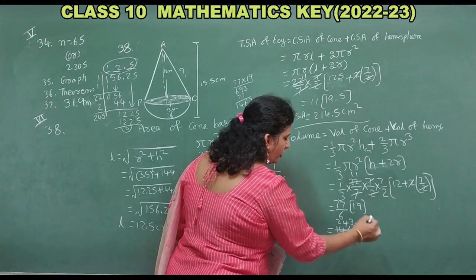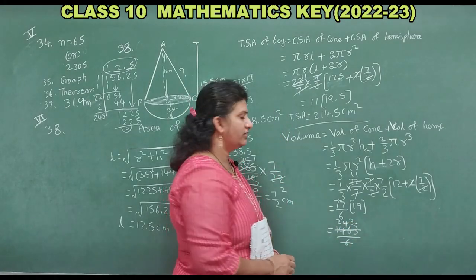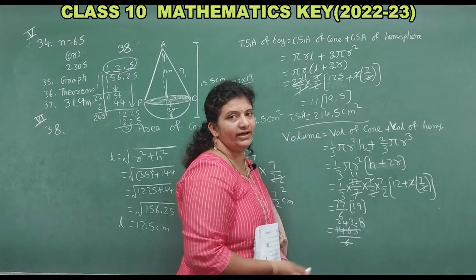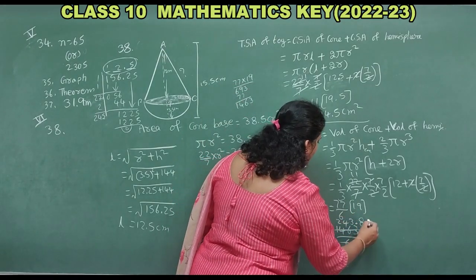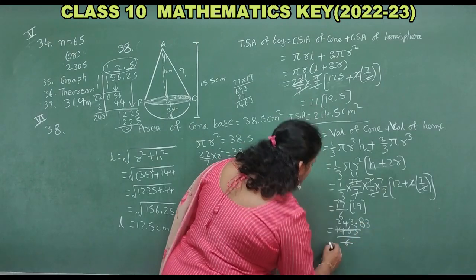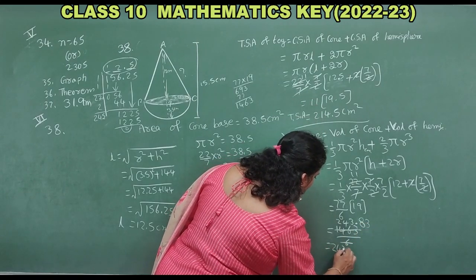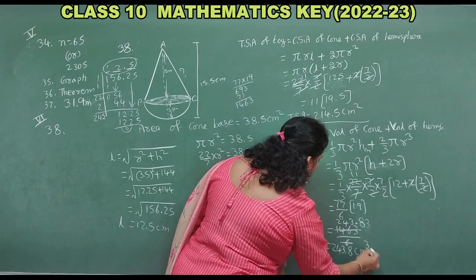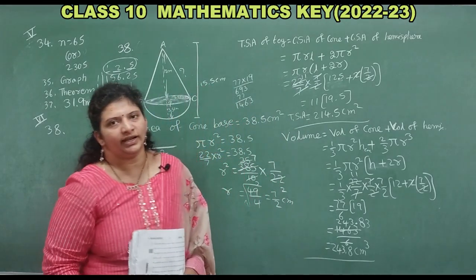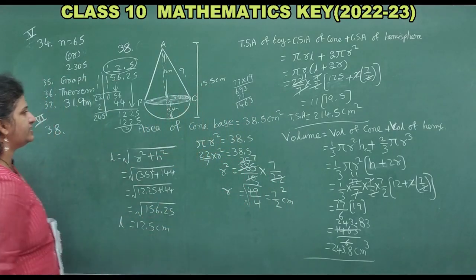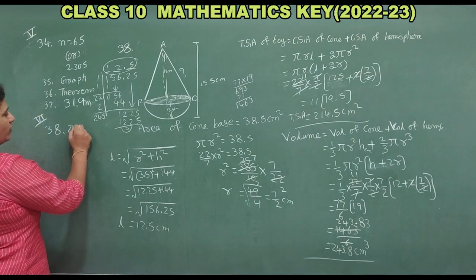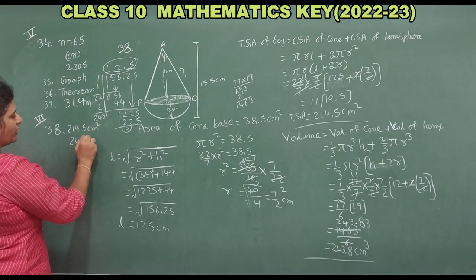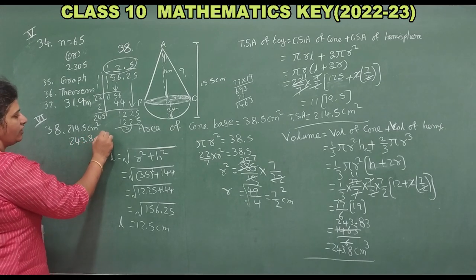So put a decimal point. 50 left. 6 8s are 48. Again 2 left, 20. 6 3s are 18. It continues. So you can end up here. That is 243.8. Volume means centimeter cube is the volume of the wooden toy. So therefore your answer is total surface area is 214.5 centimeter square and the volume is 243.8 centimeter cube.